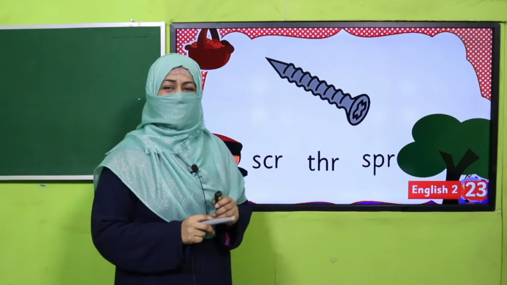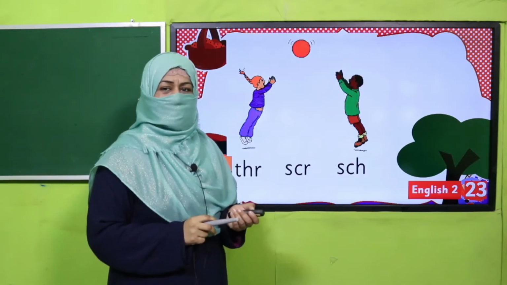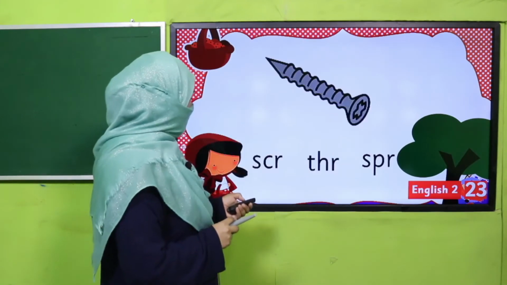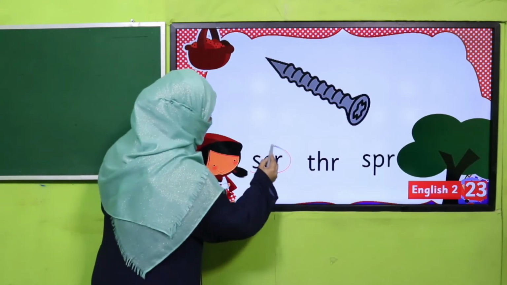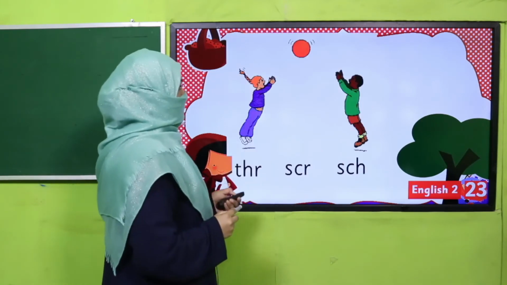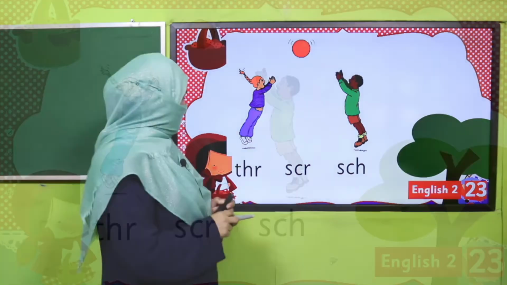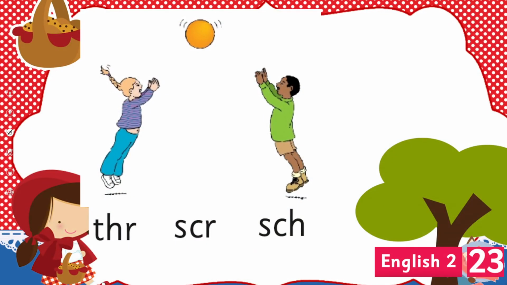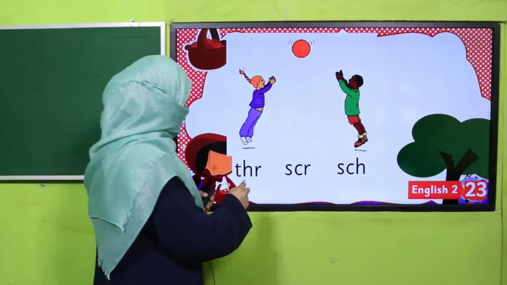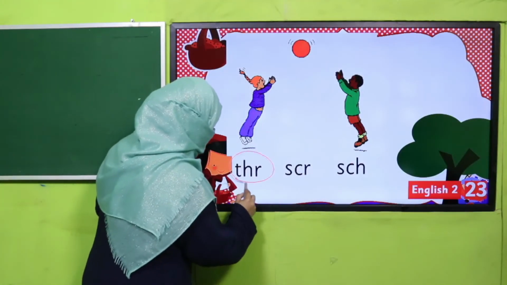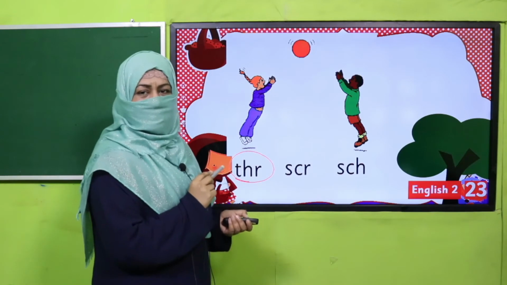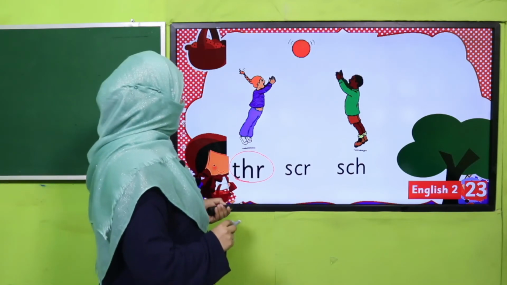Again, it was easy. It's a screw. And for screw, the correct option is the first one. Okay. Here you go. Once again, pause the video. Tell the answer to your teacher. Yes, it's throw. And throw starts with these three letters. This is the correct consonant cluster.